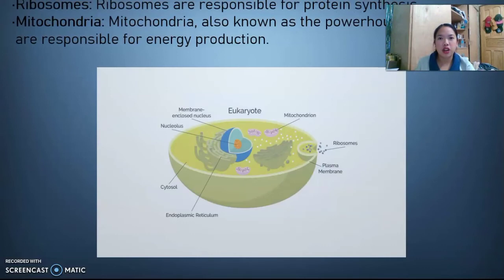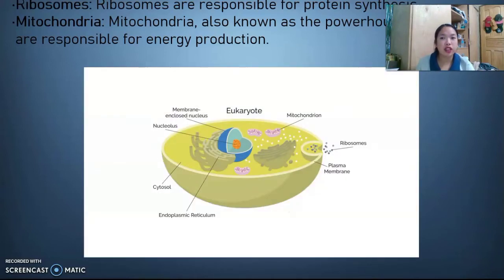Next, ribosomes are responsible for protein synthesis. Mitochondria, also known as the powerhouse of the cell, are responsible for energy production. Ribosomes are very tiny spheres that play a role in protein synthesis. Mitochondria are spheres or small rods that contain the enzymes responsible for the oxidation of food. That is energy production. This one is the mitochondria and this one is the ribosomes.